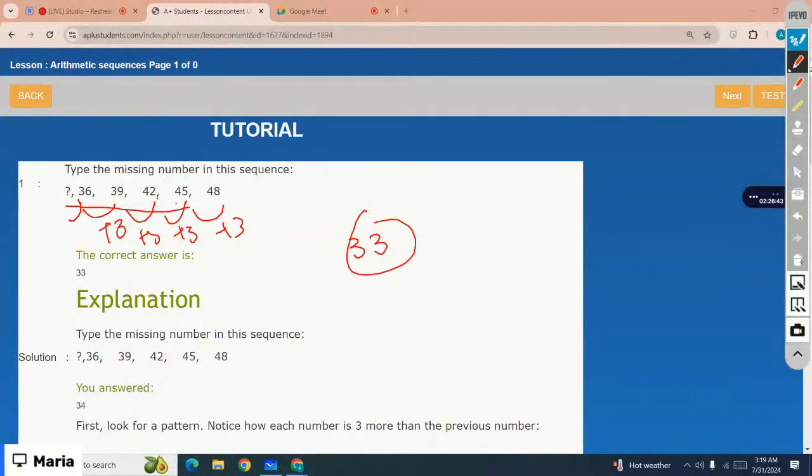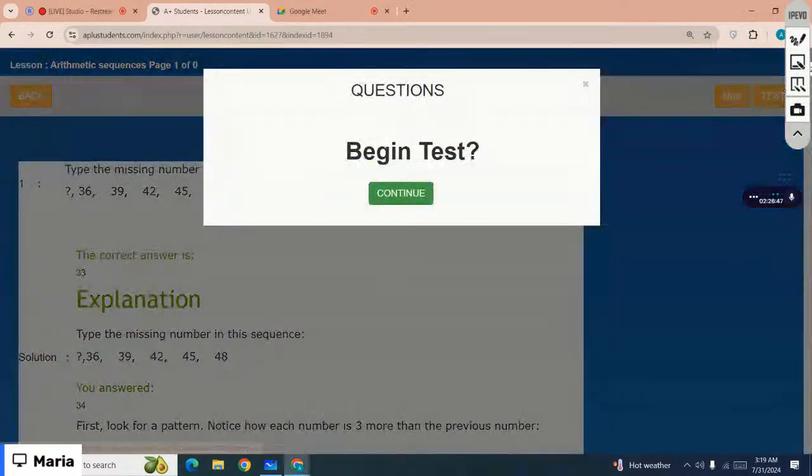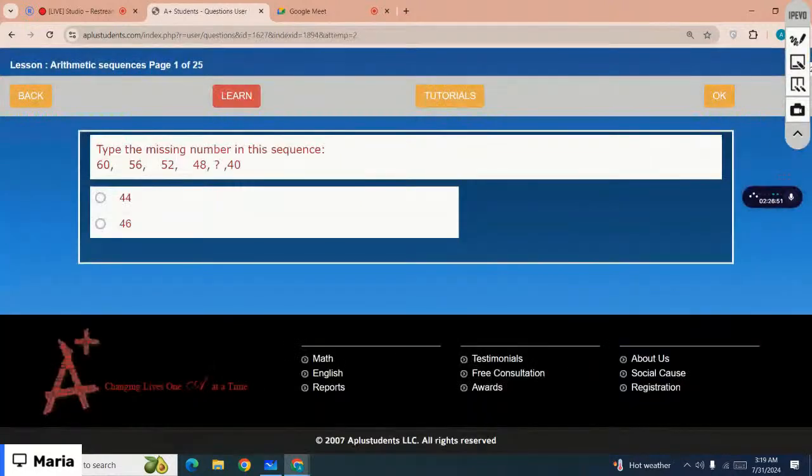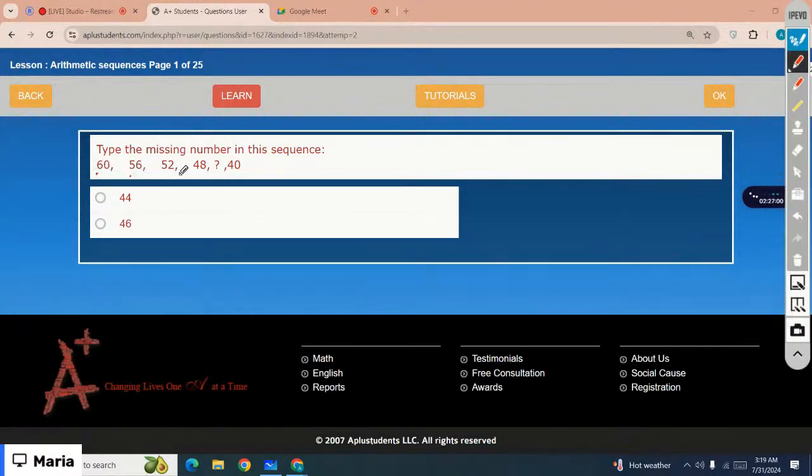Okay, let's just start with the test questions. So basically, the arithmetic sequences means the sequences are growing by adding the same number. Okay, type the missing number in the sequence. So which number is missing? Let's just understand the pattern first. 60, 56, 54, the missing number, and 40.